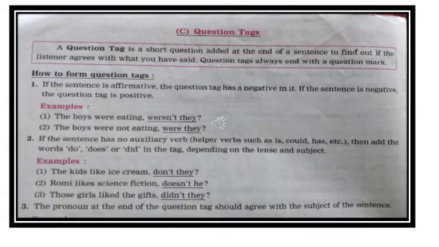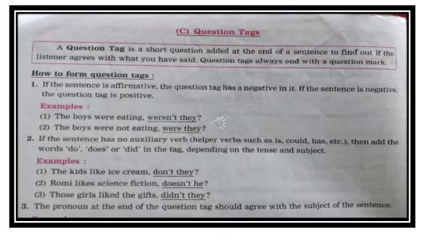Third one, question tags. A question tag is a short question added at the end of a sentence to find out if the listener agrees with what you have said or told. Question tags always end with a question mark. Clear, children? So, how to form question tags?